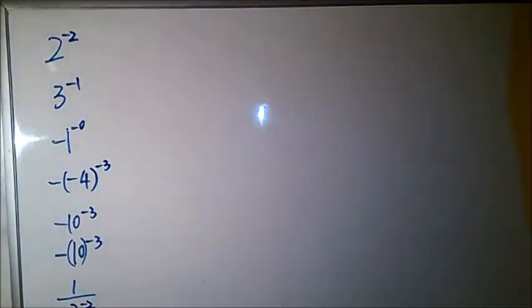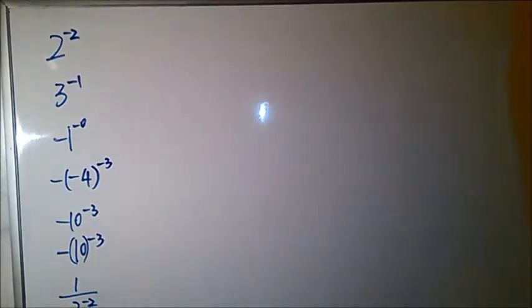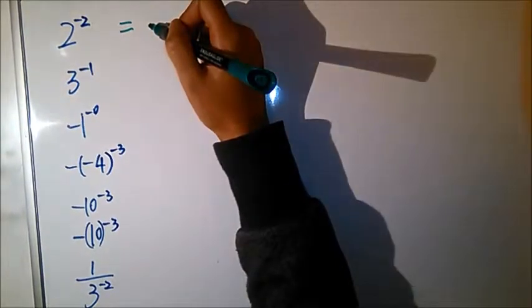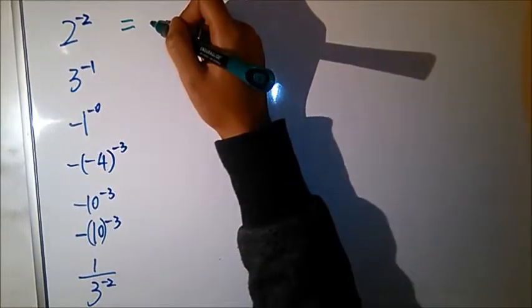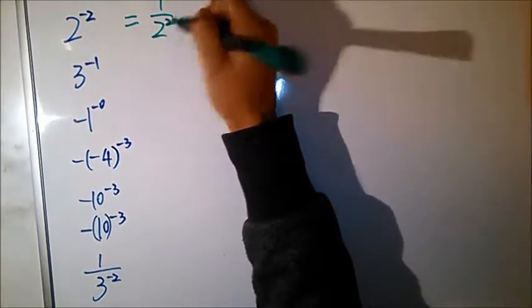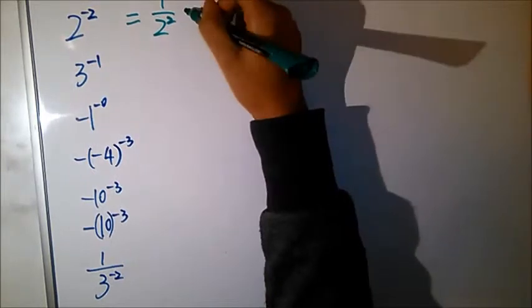Okay, more homework. We have 2 to the negative second power. It's upstairs in the numerator, right? So you will put the negative 2 downstairs. So it will be 1 over 2 to the second power, right? And the answer would be 1 over 4.